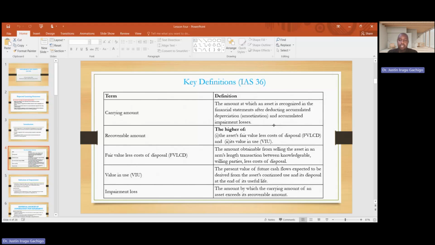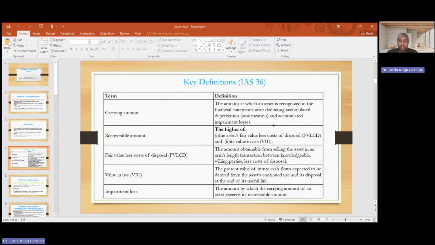The recoverable amount is the higher of the fair value less cost of disposal or its value in use. The fair value less cost of disposal is the amount obtained from selling an asset in an arm's length transaction between knowledgeable willing parties, less the cost of disposal. For example, if you go to the market and you want to buy a laptop, you can be told this laptop will cost 10,000, but the disposal cost will be 2,000. So the value of the laptop will be 8,000.